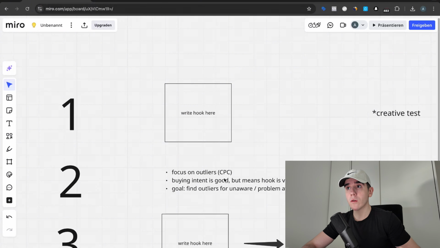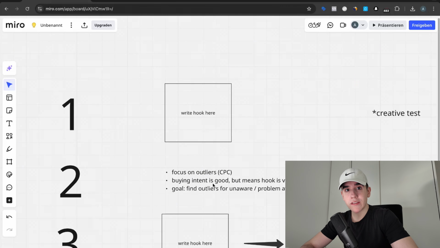Keep in mind, the only thing you're looking for here is the lowest CPCs and the highest click-through rates, right? This is what you're looking for. You're not looking for buying intent, right? This is really important. Most people think, okay, if you get buying intent, it's a good thing here. However, it means something. If you get buying intent on an ad like this, that's not bad.